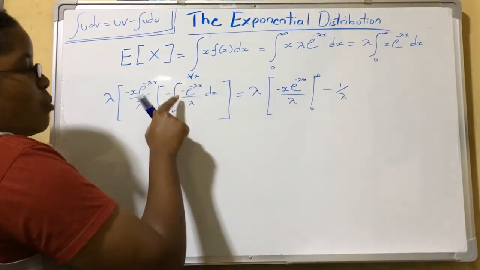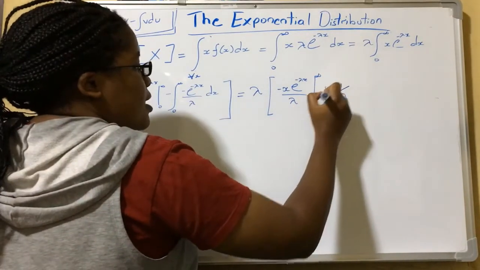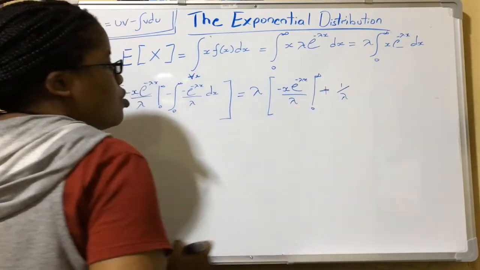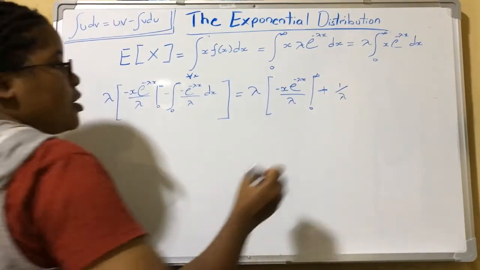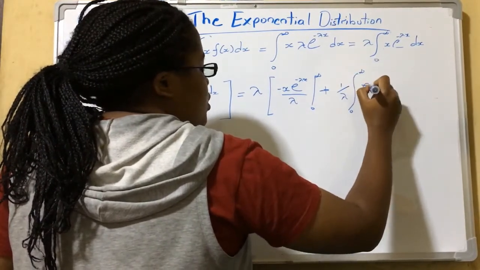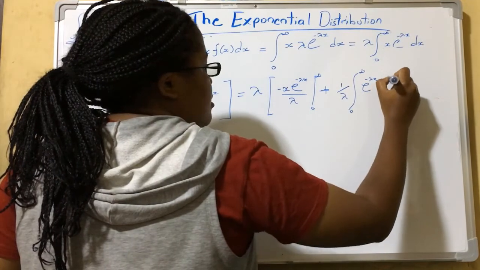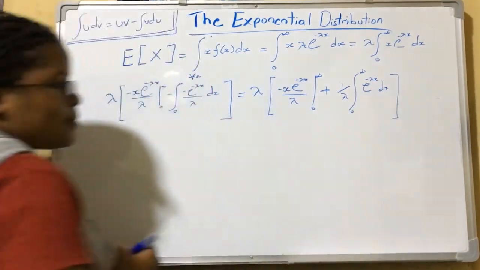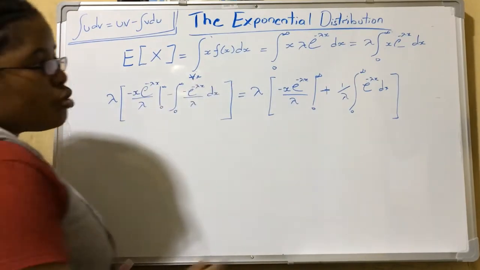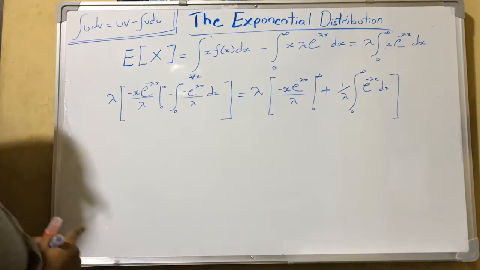Now, instead of minus 1 over lambda, if I remove the negative to come outside, to multiply the negative outside, I'll have a positive instead. So plus 1 over lambda times the integral from 0 to infinity of exponential minus lambda x dx. And I can integrate this function because it is only one function of x. So let's integrate this function to find out what it is.